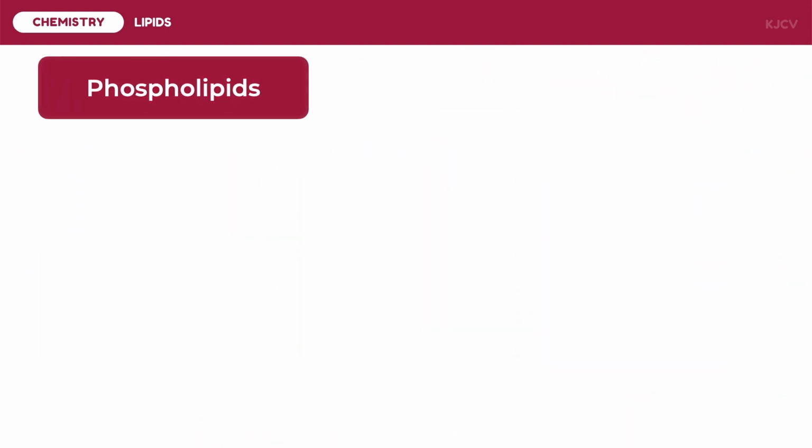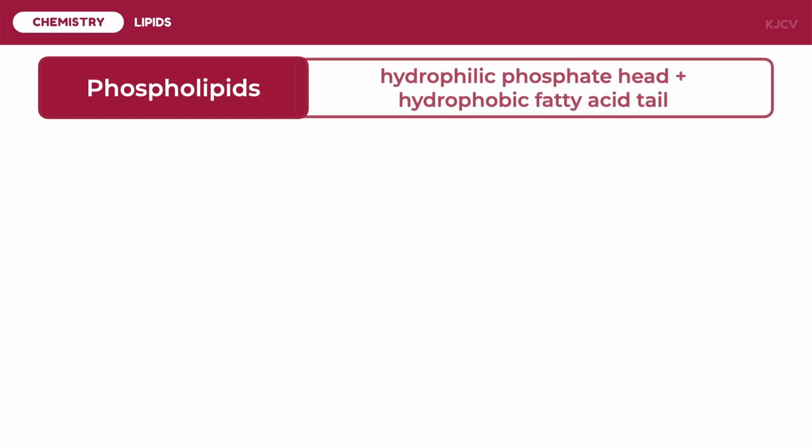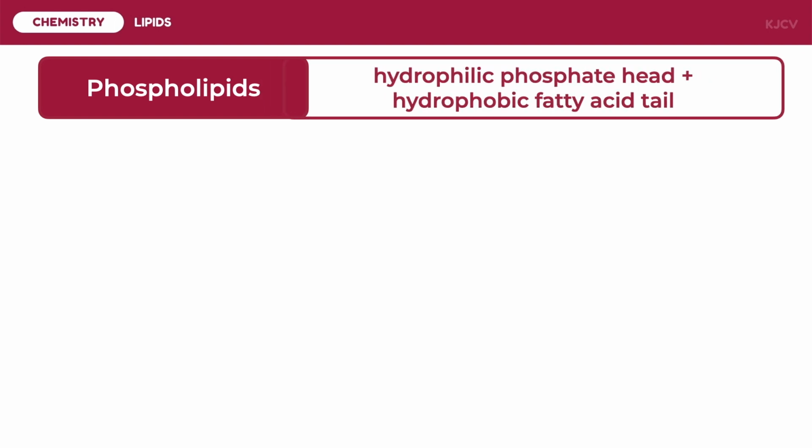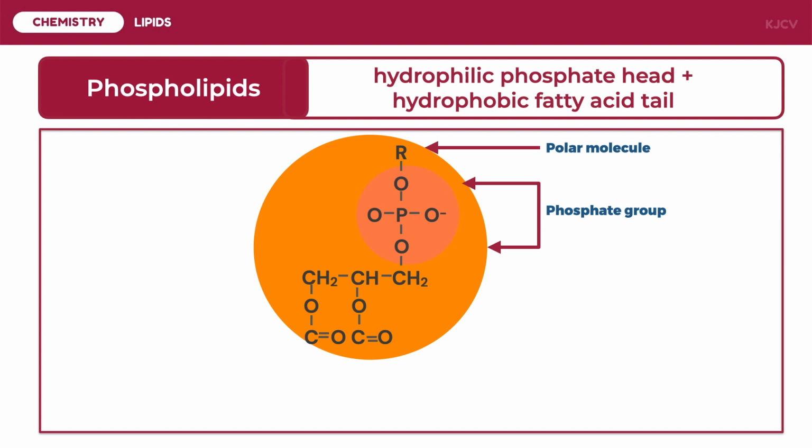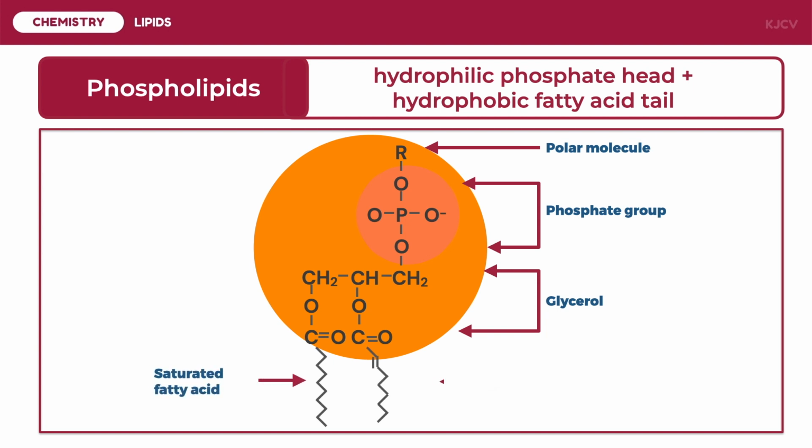The third classification of lipids is phospholipids. These are composed of a hydrophilic phosphate head and hydrophobic fatty acid tails. The hydrophilic part, or the water-loving part, is made of a polar molecule, a phosphate group, and a glycerol molecule. The hydrophobic part, or the water-fearing part, is made of one saturated fatty acid and one unsaturated fatty acid.